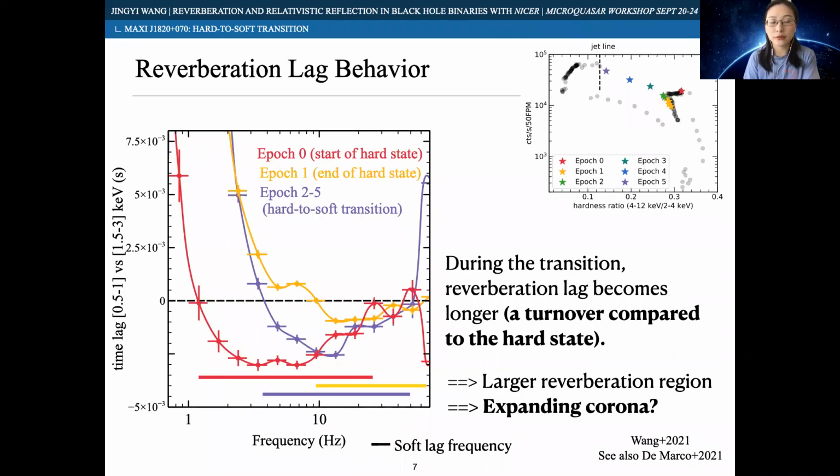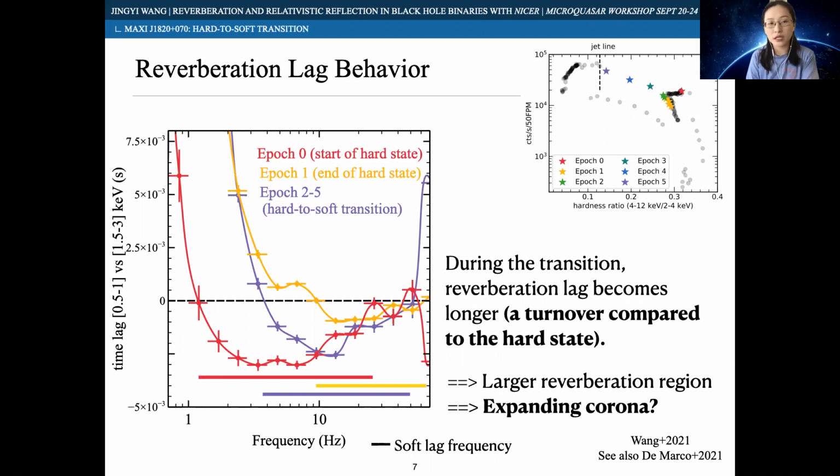These are the lag frequency spectra. In all epochs, we detect high frequency soft lags due to reverberation, and that frequency range is shown by the horizontal lines at the bottom. With the chosen epochs, first we confirm that during the hot states, reverberation happens at higher and higher frequencies with a smaller amplitude, as shown from the red to the yellow epoch.